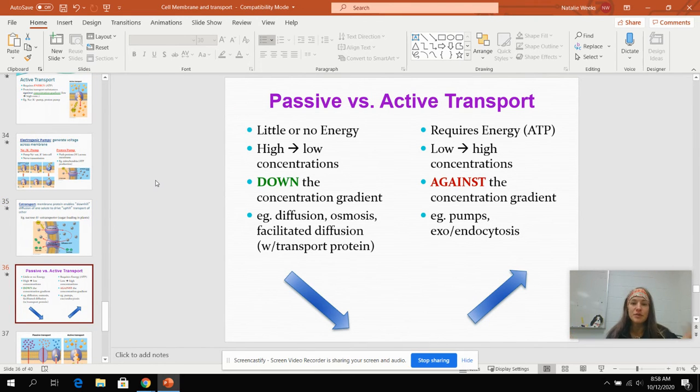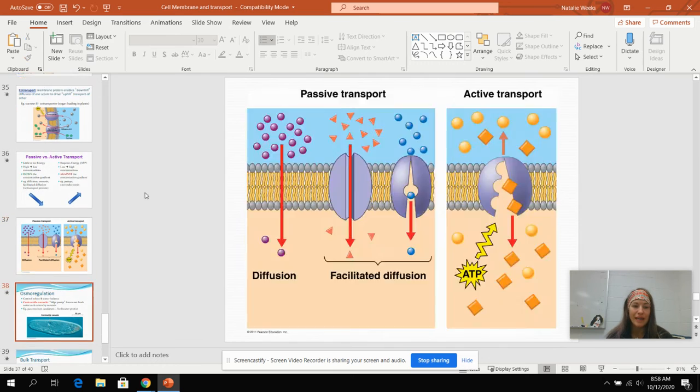So, differences between passive and active transport. Passive transport, little to no energy, high to low, high concentration gradient to a low concentration gradient. So we're going to be diffusing down. If we look at active transport, that does require energy or ATP, we're going from a low concentration to a high concentration. So we're pumping against the concentration gradient.